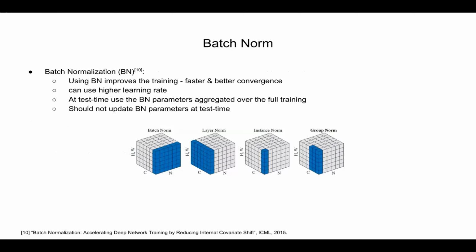The next important factor is batch norm. It has been shown, and we have also practically seen, that using batch norm improves the training. The convergence is faster and there are fewer stability issues, and with this you could also use higher learning rates. One thing to note is how the batch norm parameters are updated: during training, you aggregate them throughout the training, but at test time, you use all the aggregated parameters which you built during training. You don't want to update these parameters at test time based on the local batch statistics.